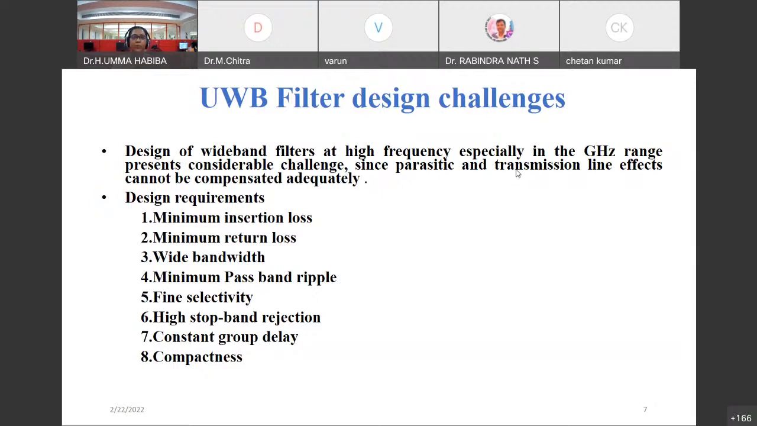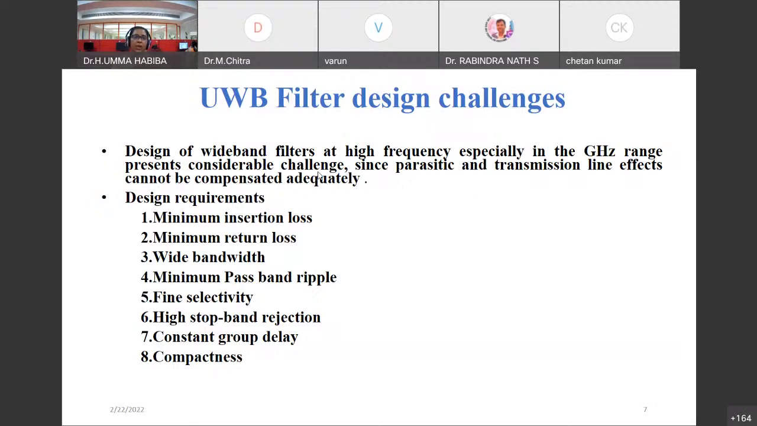So we cannot avoid it fully, 100%. But by minimizing all these parasitic and transmission line effects, we can design a high performance filter. So with respect to design parameters or design requirements, I have taken 8 parameters: minimum insertion loss, minimum return loss, wide bandwidth, minimum pass band ripple, fine selectivity, high stop band rejection, constant group delay, compactness.